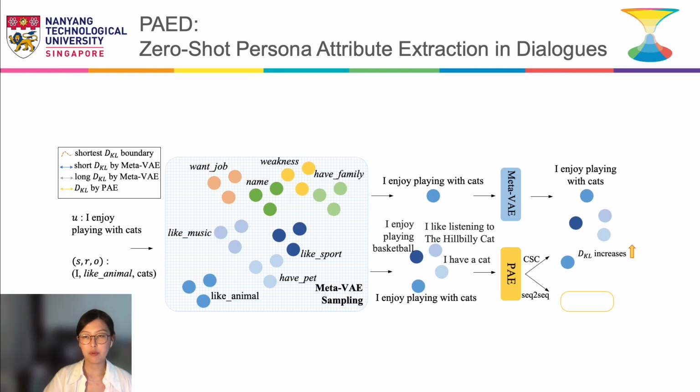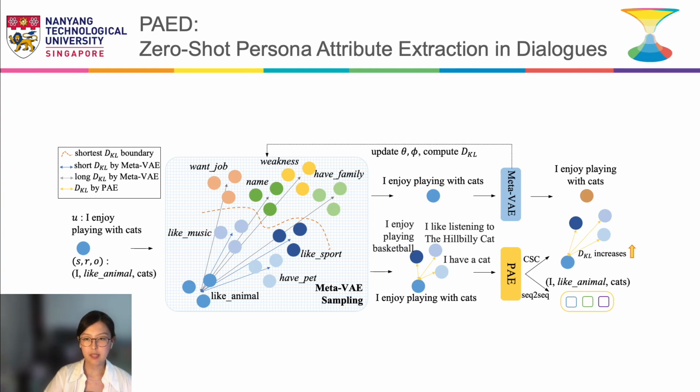This is the overall framework of our meta-V sampler with CSC. As mentioned, given the adjacency, I enjoy playing with cats, with relation type like animal, meta-V sampler retrieves the adjacencies that are closest to the given adjacency in terms of relation distance. Then the persona attribute extractor is trained to disperse the adjacencies together with the negative samples and predict the target triplet labels. Meanwhile, the meta-V is also fine-tuned with the next word prediction objective and updates weights for meta-V sampling.